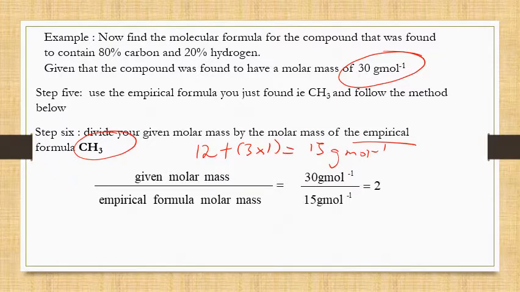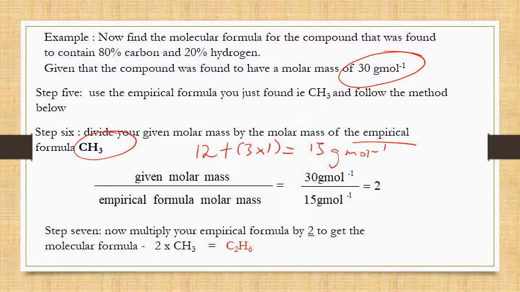So there'll be 30 divided by 15, which equals 2. That's going to be the number we multiply the empirical formula by to find the molecular formula. So CH3 becomes C2H6. And that's how we determine the molecular formula from empirical formula data.